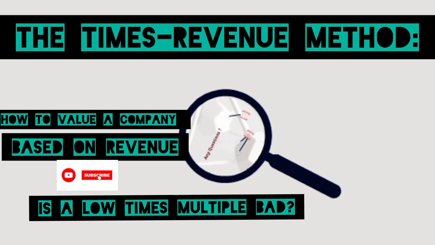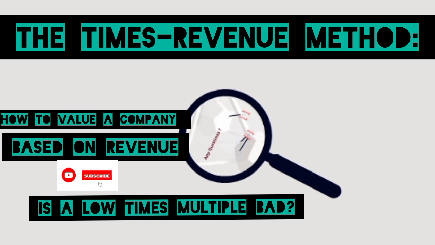Frequently asked questions: how do you calculate times revenue? Times revenue is calculated by dividing the selling price of a company by the prior 12 months revenue of the company. The result indicates how many times of annual income a buyer was willing to pay for a company.